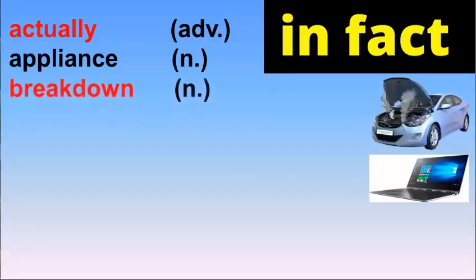So things that help us do the housework or work in general are called appliances. If your car stops working, you have a breakdown, a car breakdown. When your car or any device stops working, it means you have a breakdown. And be careful, it's one word, a compound noun. It means something is not working properly or stops working. Breakdown, it means something is not working.